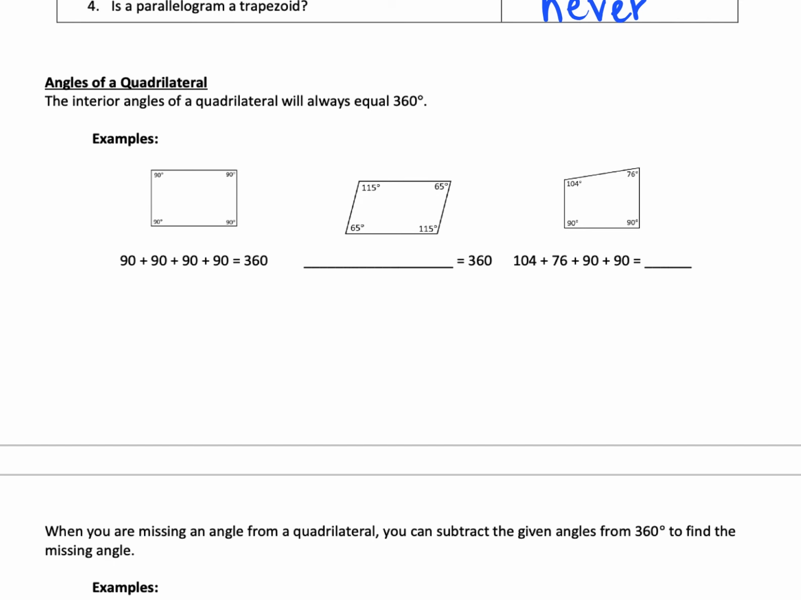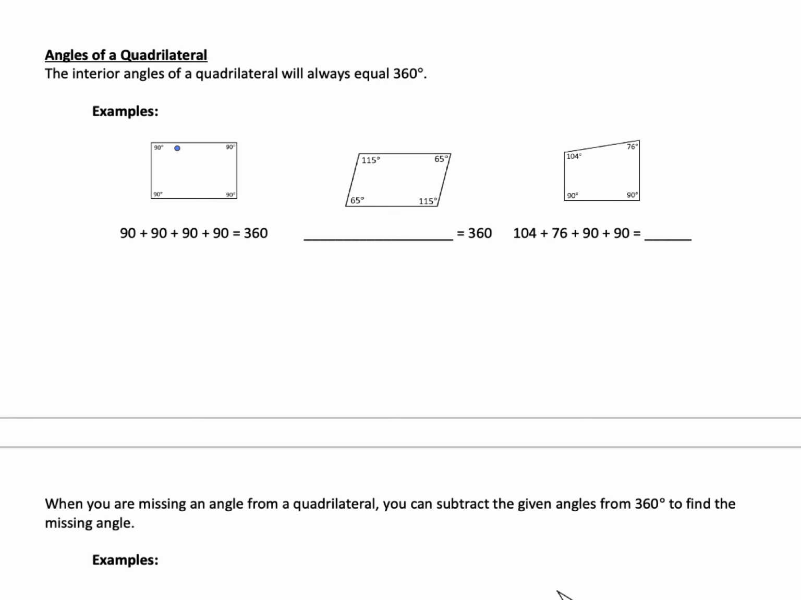Now in our last section, we're going to be using all these properties that we've talked about today to answer some questions and find some missing angles and missing side lengths. A fact that you're going to want to remember is that all the interior angles of a quadrilateral will always equal 360. So all those angle measures inside of a quadrilateral, the four of them added up, will always have to equal 360 degrees.